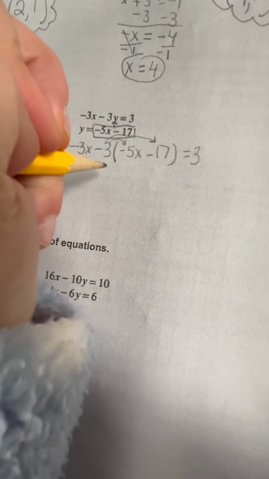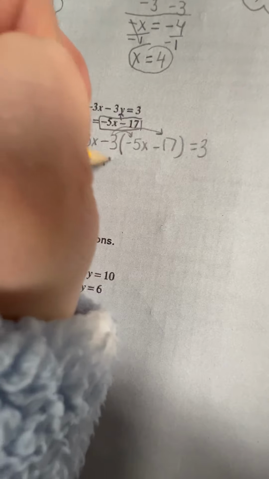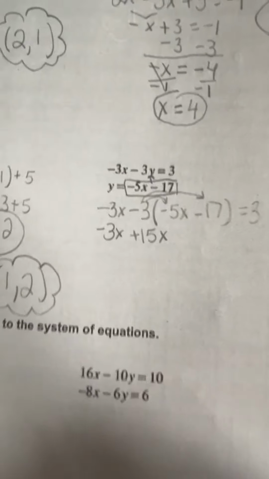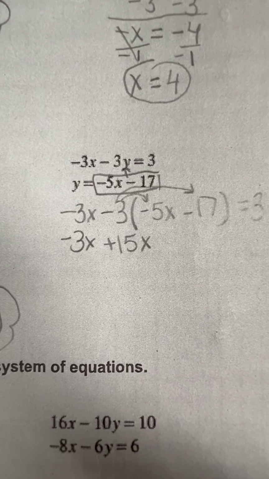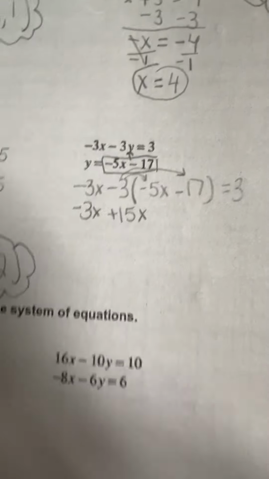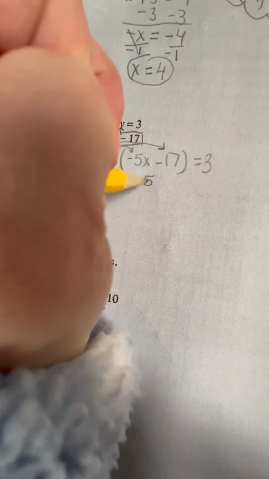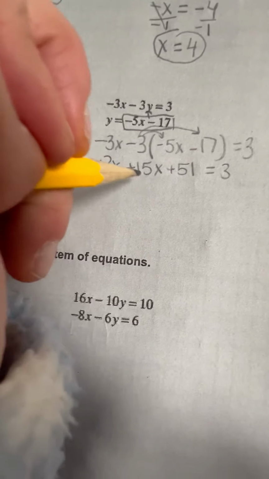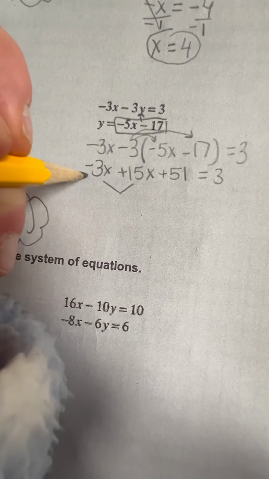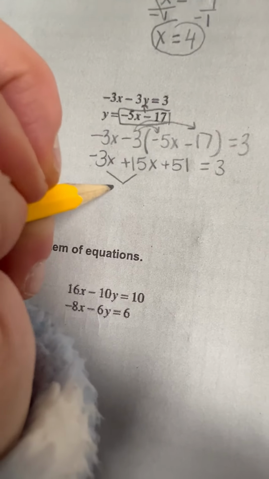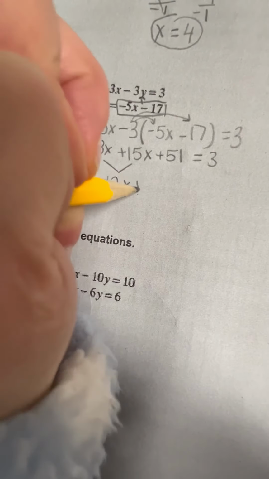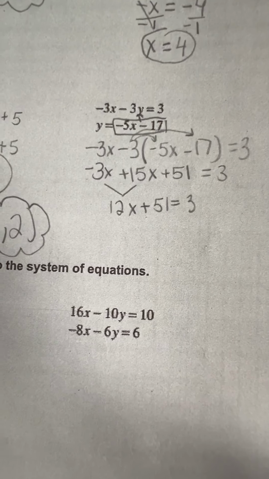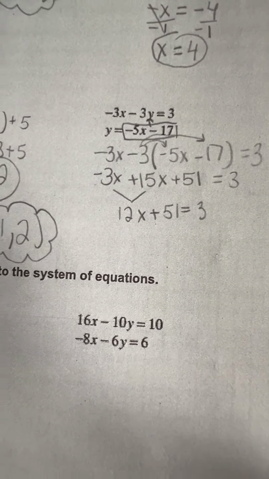And then negative 3 times the negative 5x is going to be a positive 15x. And then we have the negative 3 times the negative 17, which is going to give me a positive 51, equals 3. Combining like terms, negative 3x plus 15x, that's going to give me 12x, plus 51 equals 3. Now, when I have that, I'm going to take the 51 and get rid of it by subtracting it on both sides.